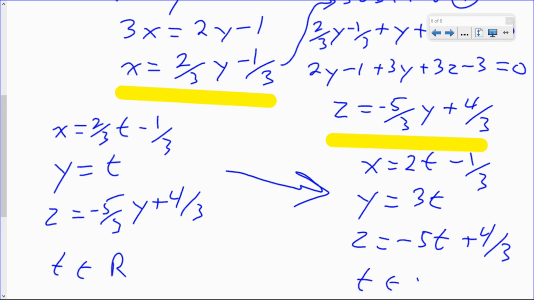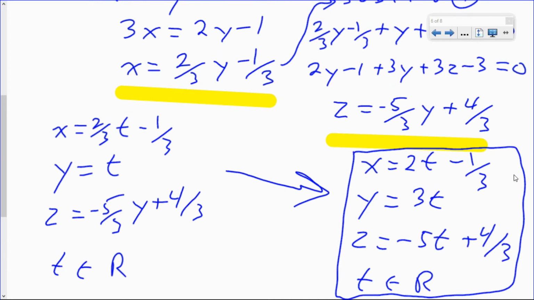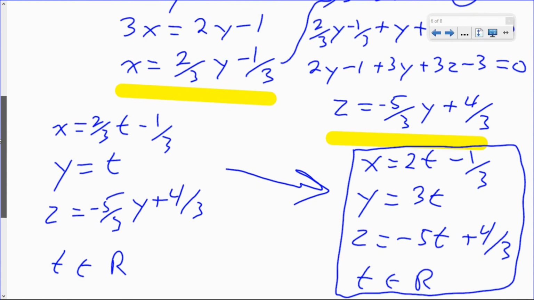And this is a better solution right here. Now, although I was able to eliminate the fractions on the coefficients of our parameter, I can't do anything about the negative 1/3 and 4/3. Those, I can't change those. Those are actual points. So there's a solution.